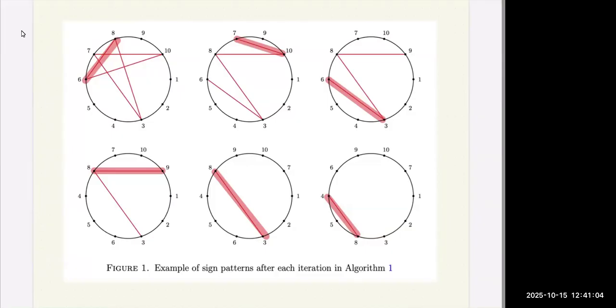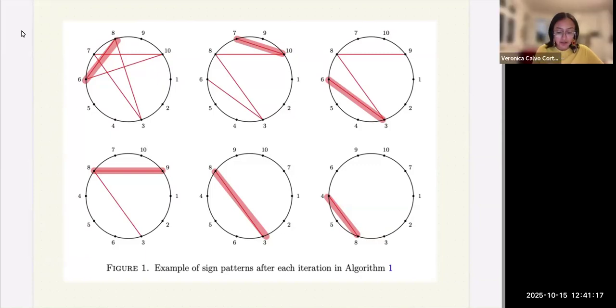So just so I'm understanding how this algorithm works, at each step you're either removing one of the negative chords or decreasing the length. Yes, okay, exactly. I see. Yes, so for example, in all of these ones, you are decreasing the number of negative chords in your sign pattern. And here you're just decreasing the length of the shortest negative chord. Yes.